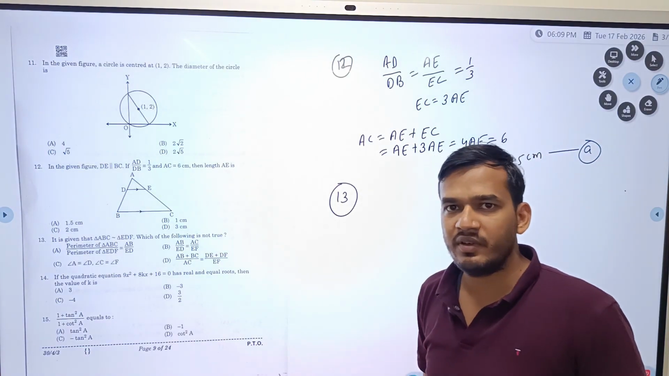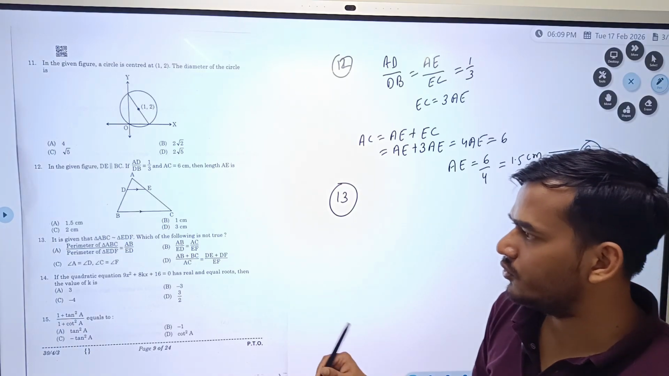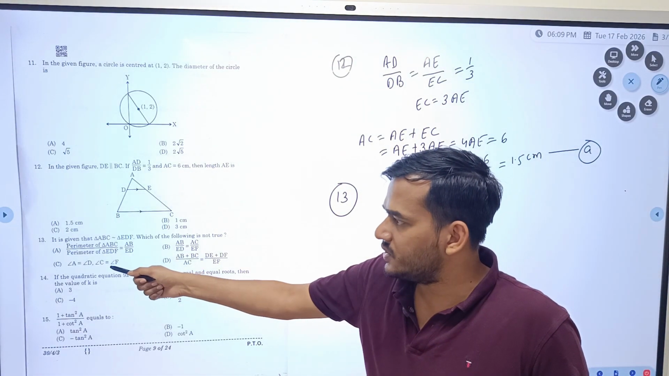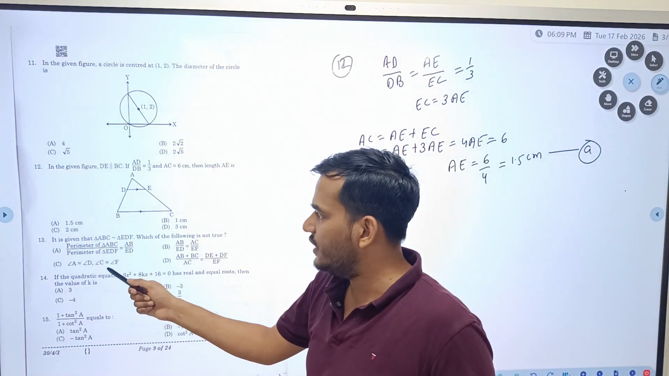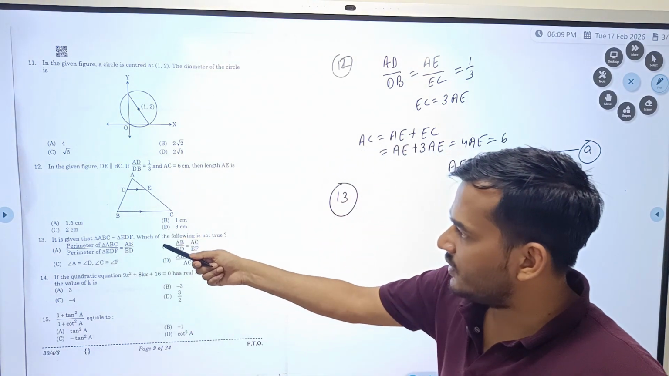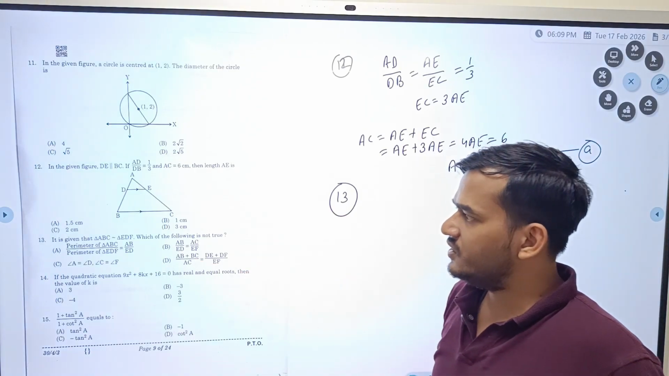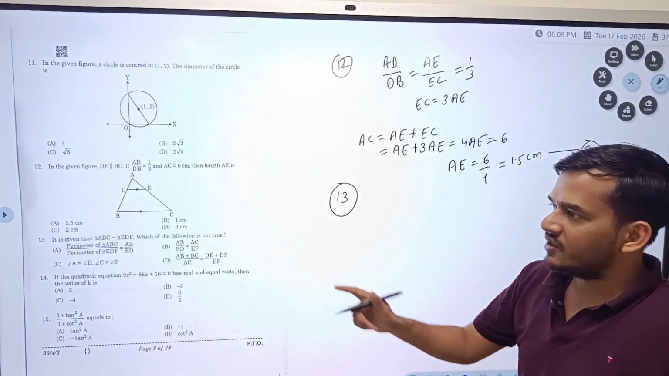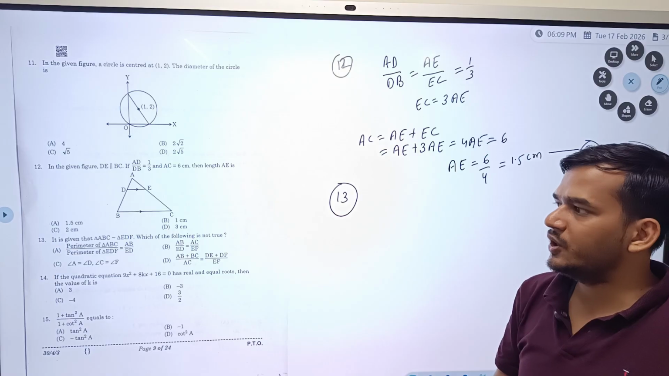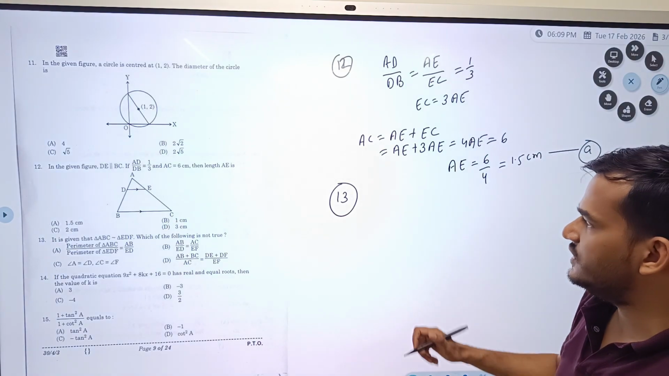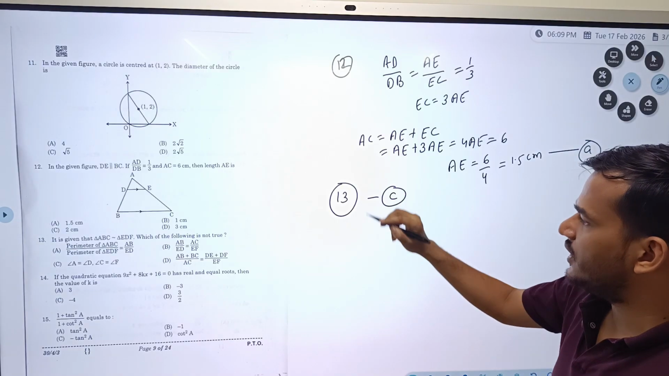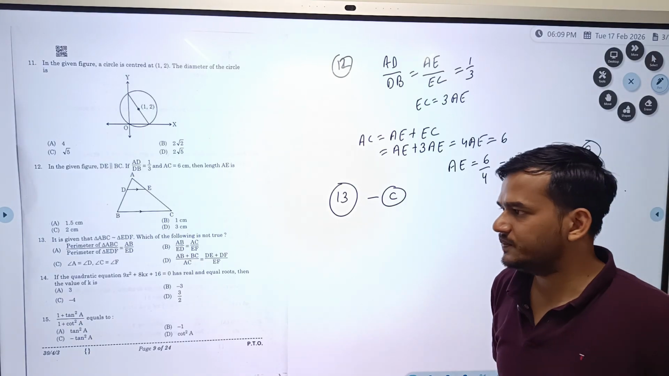These two sides will have similar ratio. That is also true. But look at option C. Option C is angle A is equal to angle D. But in the triangle, ABC is similar to EDF. In this, angle A will be equal to angle E, not angle D. So option C is incorrect. So 13 is option C.